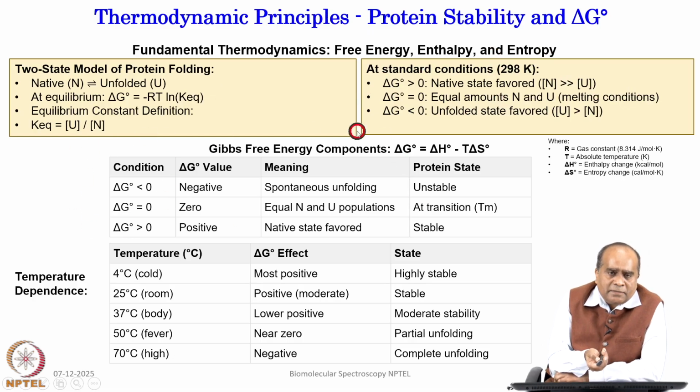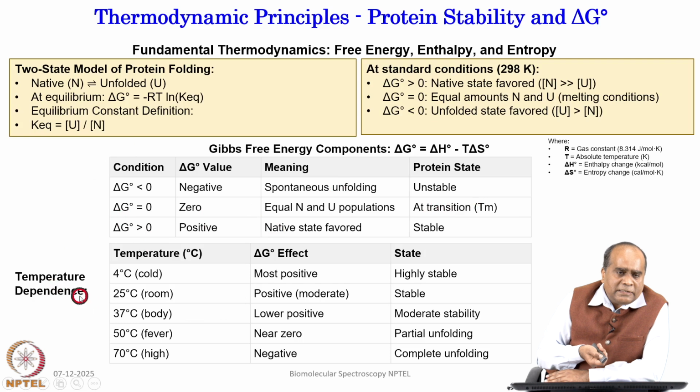If delta G is negative, there is spontaneous unfolding, an unstable protein. Delta G 0 means an equal number of native state and unfolded state, and this happens at the Tm temperature. If delta G is positive, that means the native state is favored and the protein is stable, right, at room temperature.